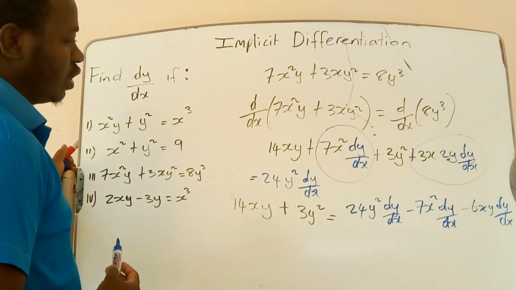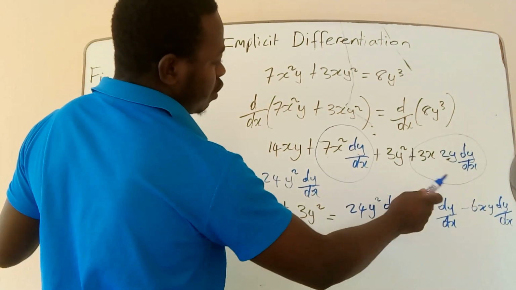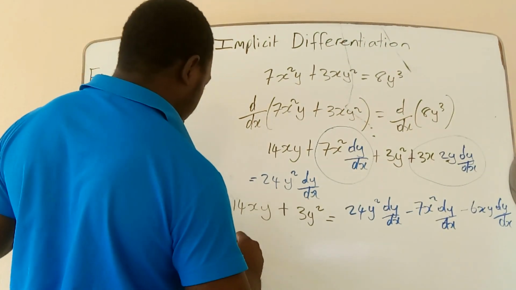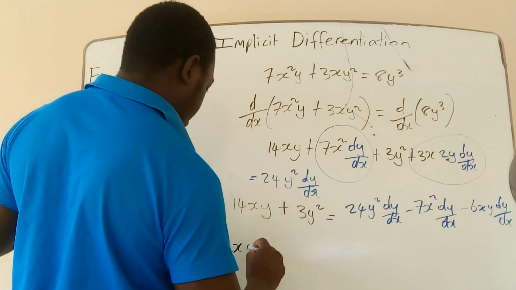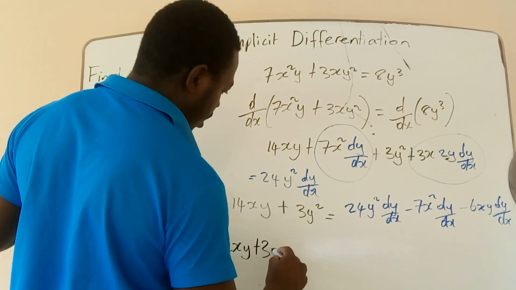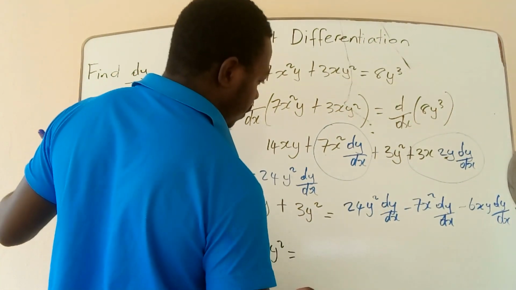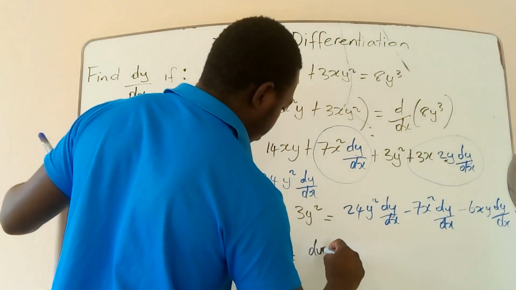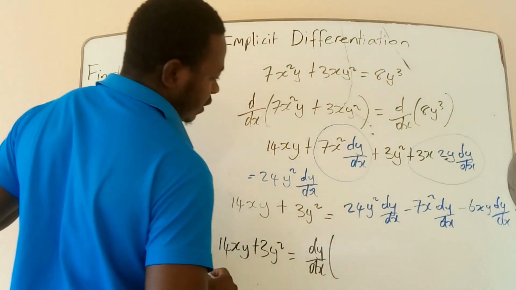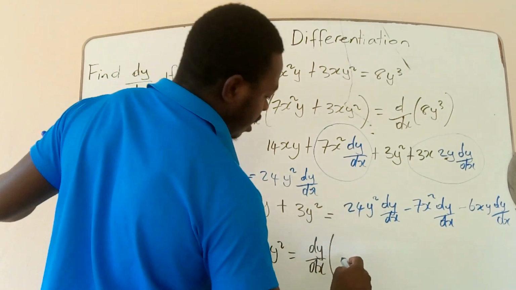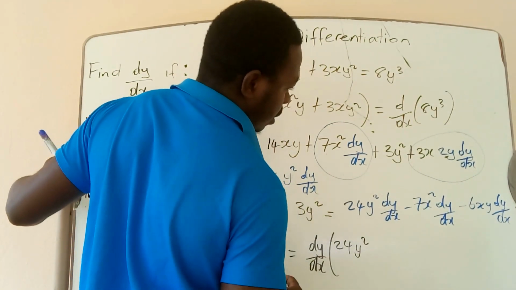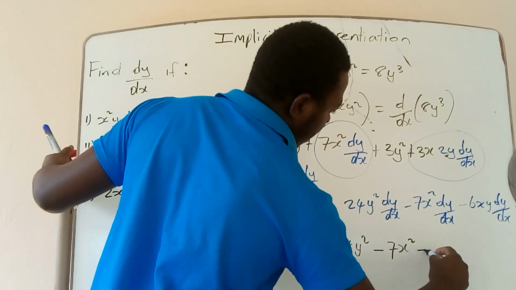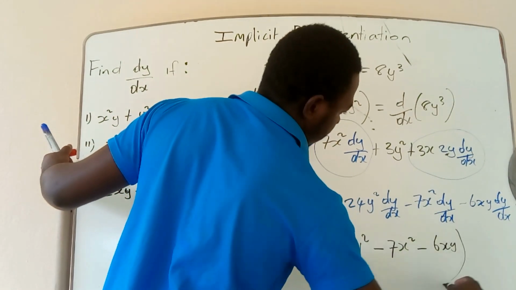So that's it. What you need to do now is to factor out dy by dx out of each of these terms. So you'd be left with, on this side, 14xy plus 3y squared equal, open bracket. Well, I'm going to factor out dy by dx, right? So this, I could write dy by dx, open a bracket. Now, if I factor dy by dx out of this term, it leaves me with 24y squared minus 7x squared minus 6xy. All of that in bracket.